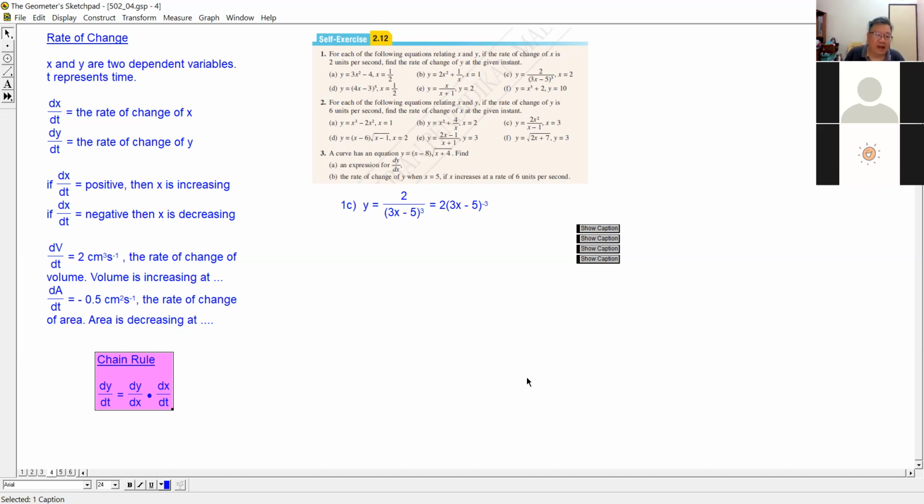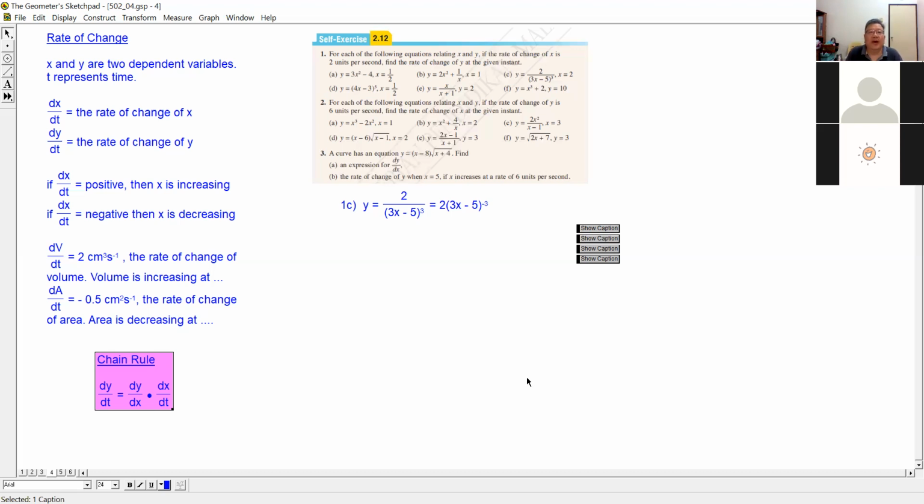Now, why do I tell you like this? Because sometimes it's not y and x, sometimes it's A and r. Sometimes it is V and r, or V and h like that. But whatever it is, you must know the format, how you write down this chain rule. So you must remember how to write down the chain rule.